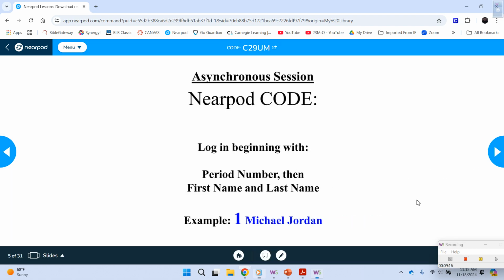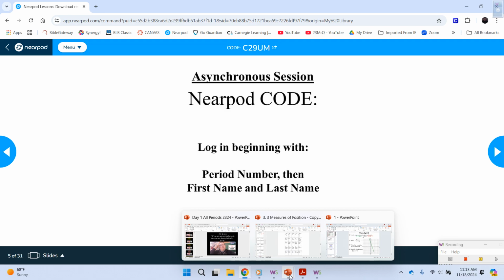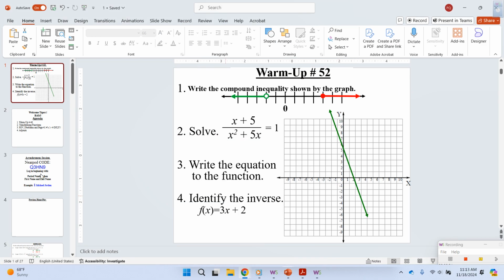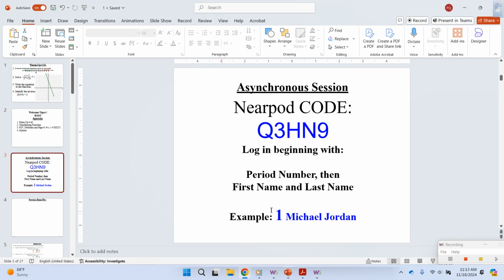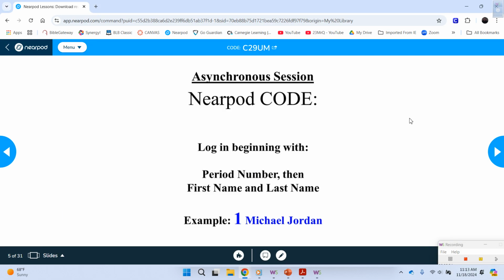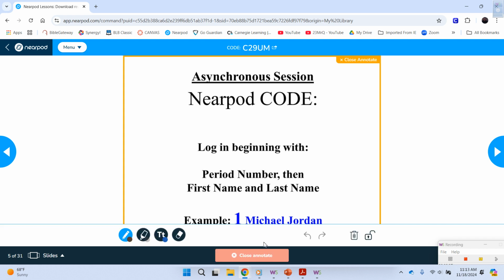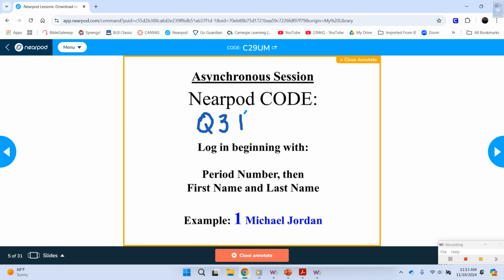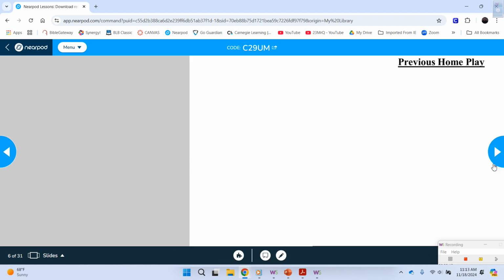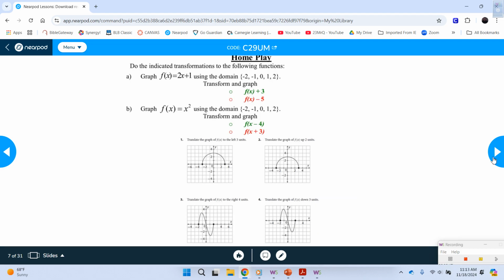So, your code for the home play for tonight, let me show that. The code is Q3HN9. Write that down on your notes. Q3HN9. All right. And your home play looks something like this.